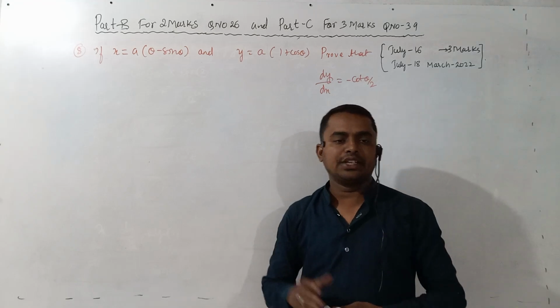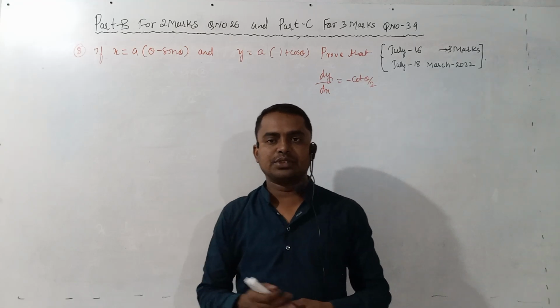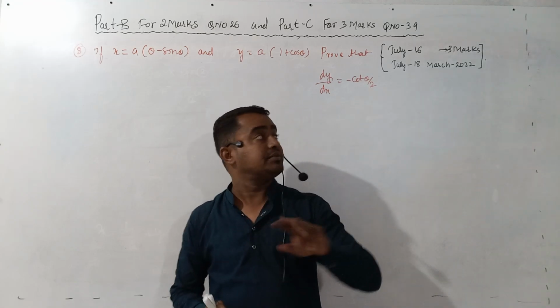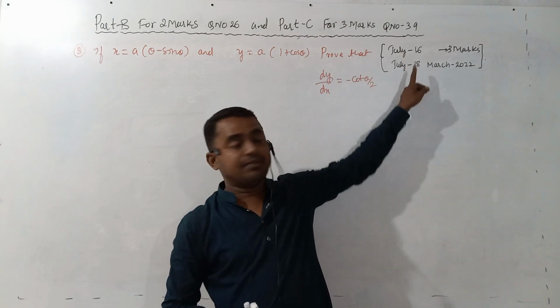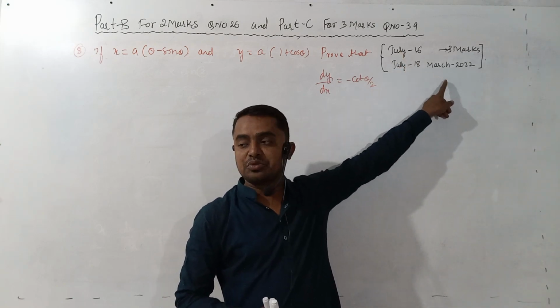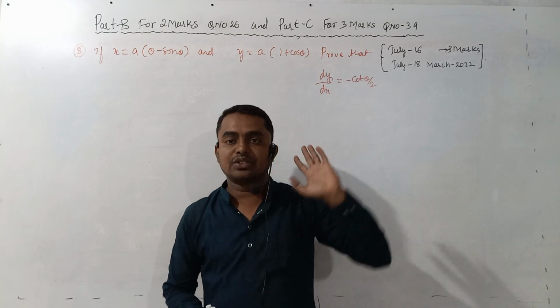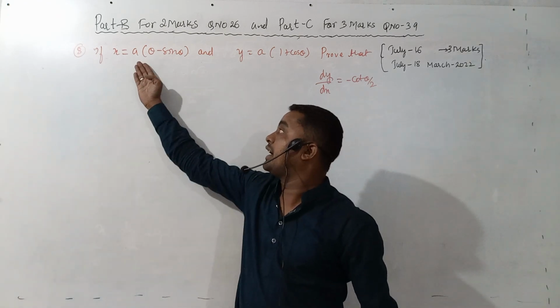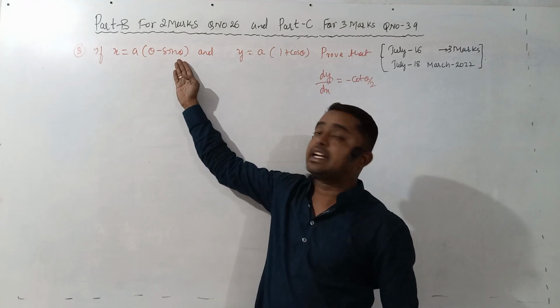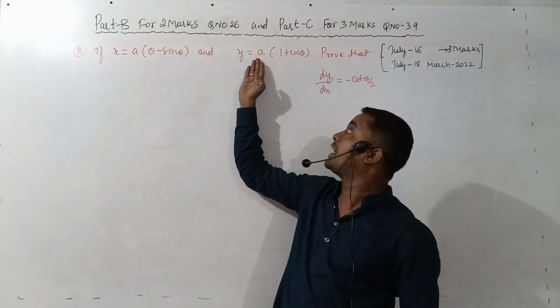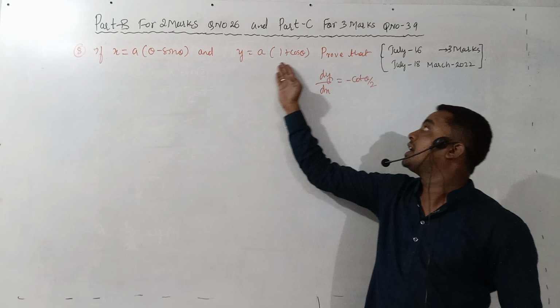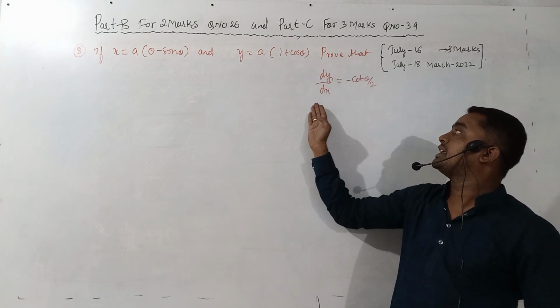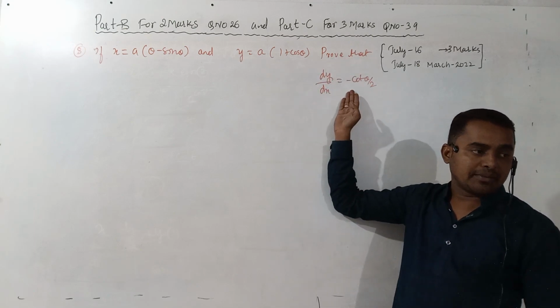So the next problem is also a very important problem, because this question has been asked 3 times: July 2016, July 2018 and March 2022, for 3 marks. See here, if x is equal to a(theta minus sin theta) and y is equal to a(1 plus cos theta), prove that dy by dx is equal to what? Minus cot theta by 2.